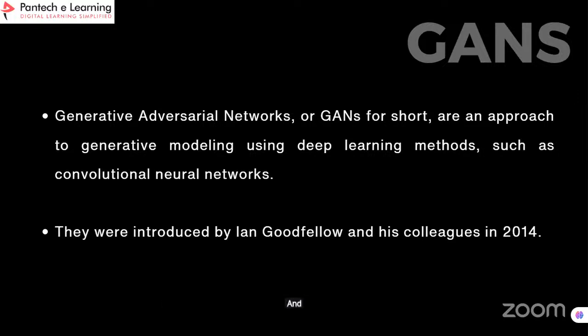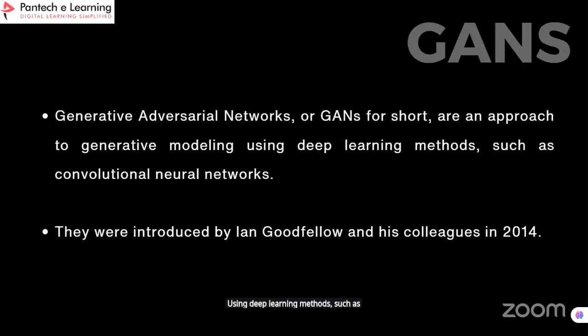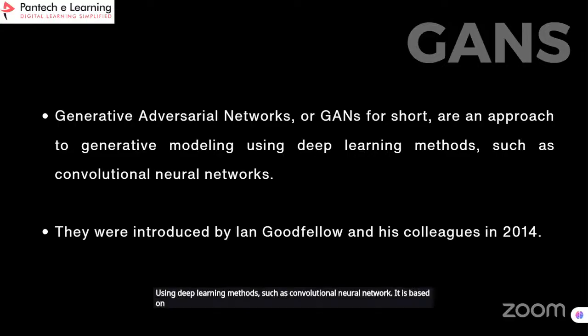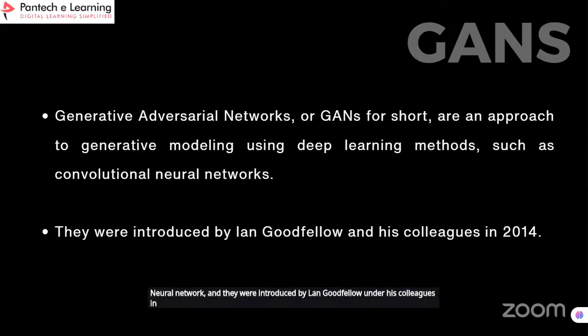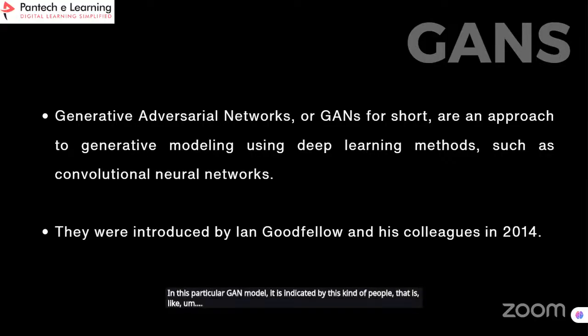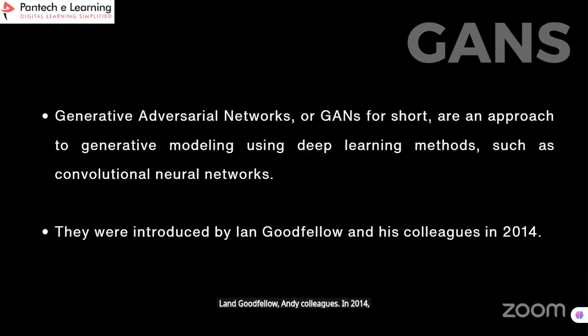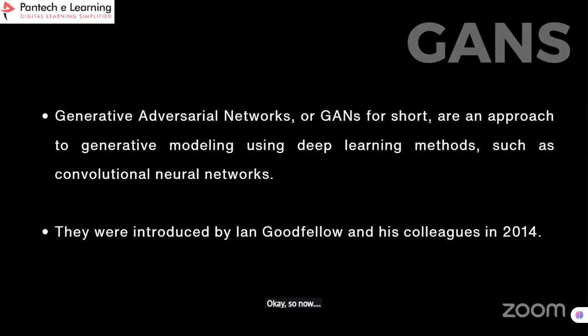GANs are an approach to generative modeling using deep learning methods such as convolutional neural networks. It is based on a CNN-like architecture, that is a deep learning neural network. They were introduced by Ian Goodfellow and his colleagues in 2014. In 2014, this kind of model was introduced.